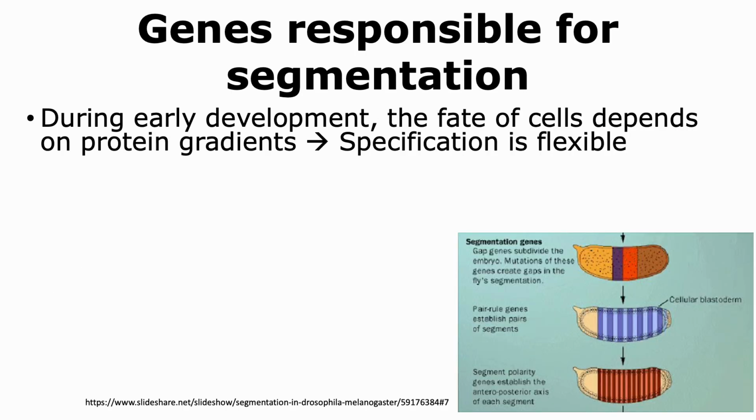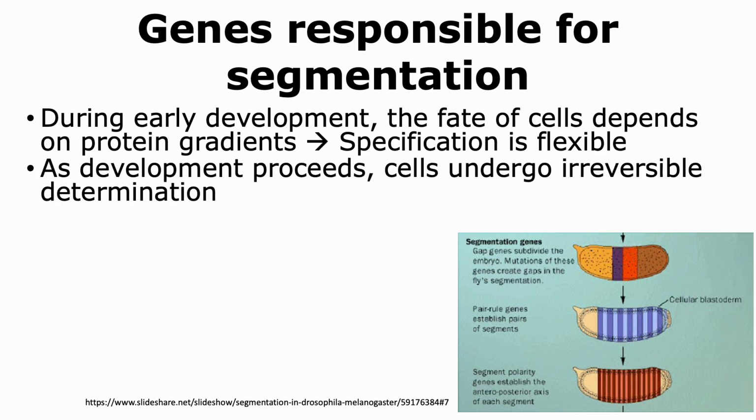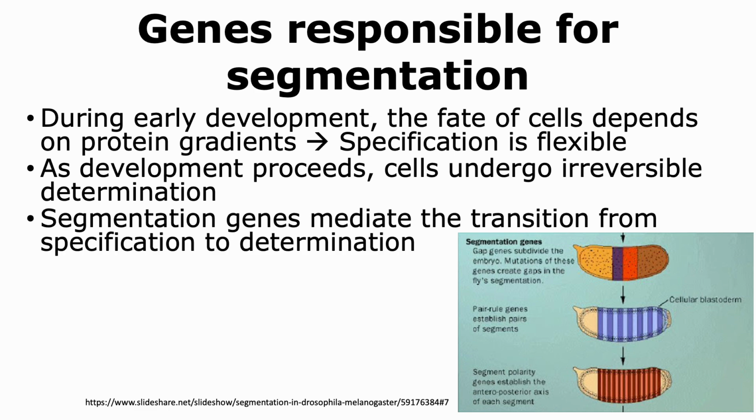During early development of Drosophila, the fate of the cells depends on protein gradients that are present in the syncytial blastoderm, and thus specification is flexible. However, as development proceeds and cellularization occurs, the cells start undergoing irreversible determination. The segmentation genes mediate the transition from specification to determination.